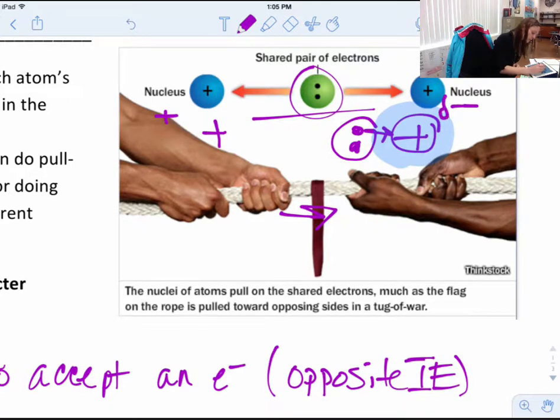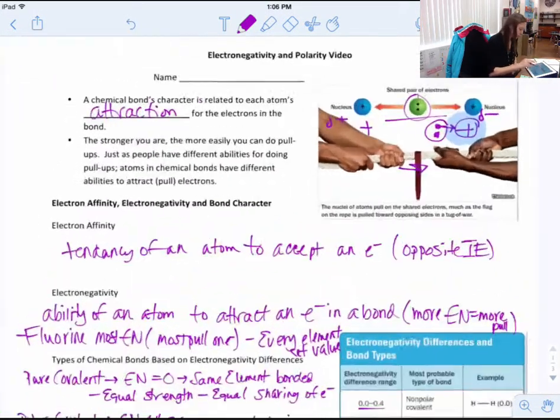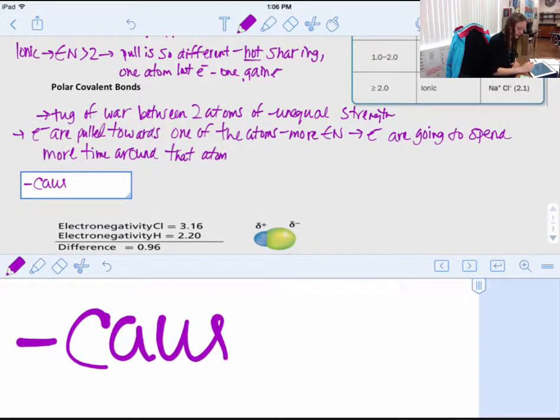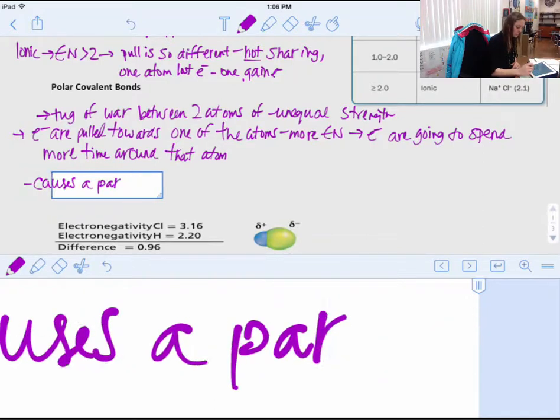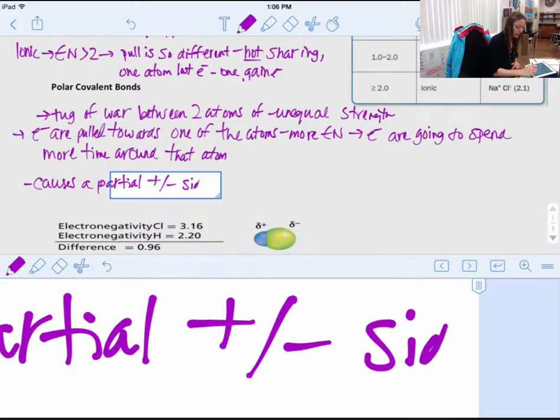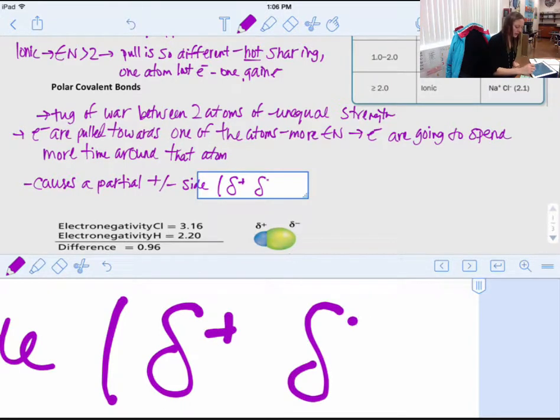So we have this weird little symbol, okay, that kind of means partial. It's actually a Greek letter, okay? So we'll see it down here. I'll draw it again. All right, but again, it causes a partial positive and negative side or end. And you'll see the little symbol, it's actually a delta. Okay, it looks kind of like a little S. You have a partial positive end and a partial negative end. Because again, they're just pulled one way. You're not taking them, they're just pulled that way, so this side's a little more negative, that side's a little more positive. That's all that's dealing with, okay?